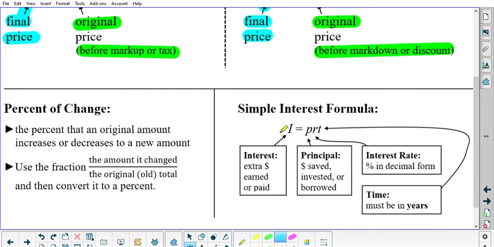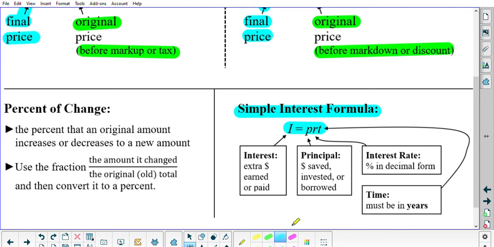The other thing I need to remind you about with percent is the simple interest formula, which is I equals PRT. I represents the interest, which is the extra money earned or paid. P is the principal, which is the original amount of money that we save, invest, or borrow. R is the interest rate, which, like capital R, is the percent in decimal form. T is the time, and it must be in years.